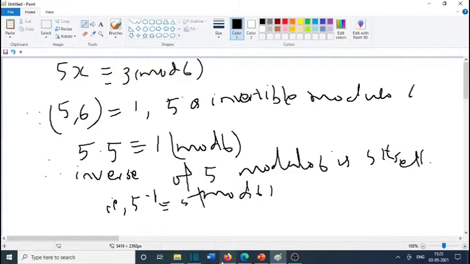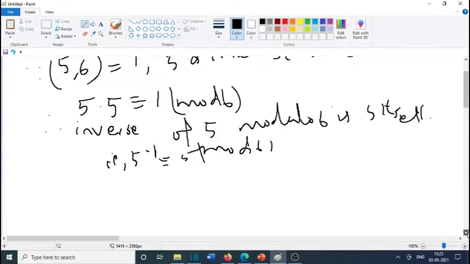Now multiply both sides by 5 inverse. So our expression is 5x congruent to 3 mod 6.